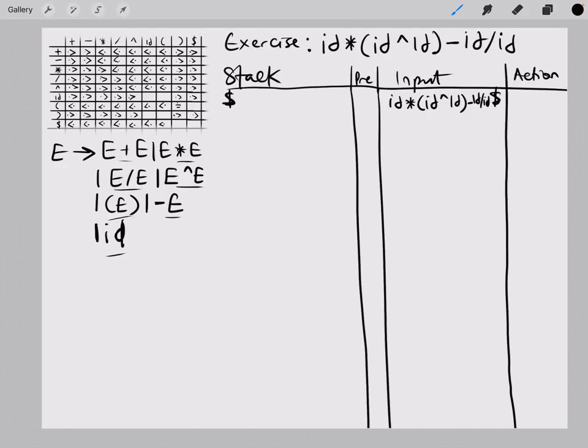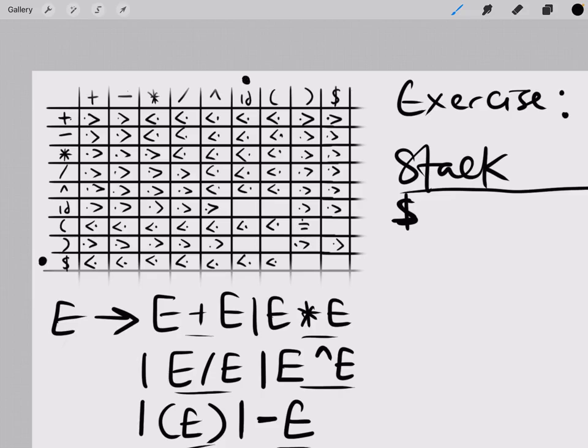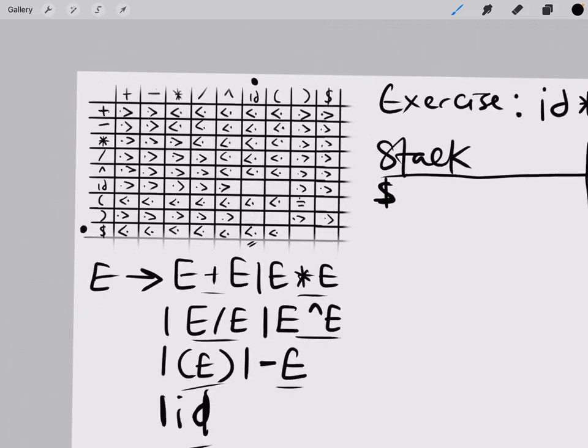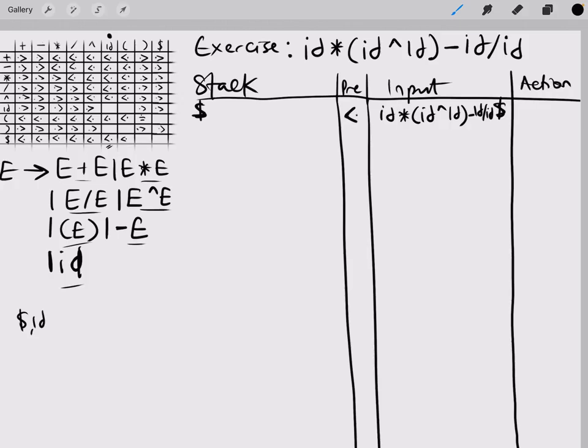So stack, when we have bottom of the stack and ID, what is it on the table? This and ID, what does that give us? So the bottom of the stack symbol yields precedence to ID. Depending on this, we're having dollar sign yields precedence to ID. So what do we do next? We shift ID to the top of the stack. What do we then have?